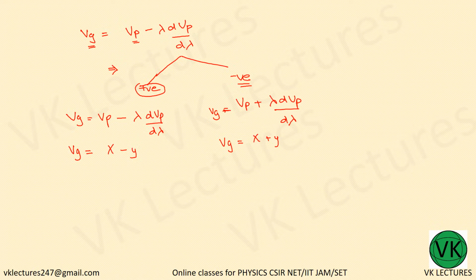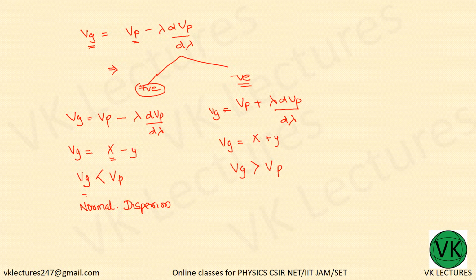So which is greater over here? Vg is here x minus something, so this is Vg less than this x, definitely. And here Vg is x plus something, so it is greater than x, which is nothing but Vp. So if Vg is less than Vp, that means group velocity is less than the phase velocity, then this is called normal dispersion.